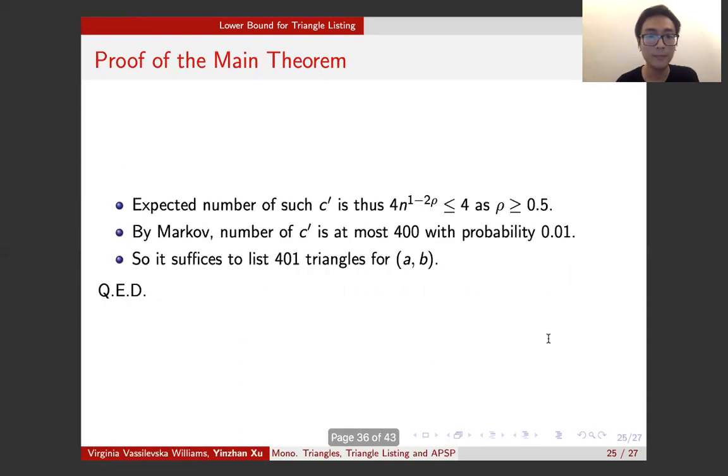Okay, so therefore, the expected number of such bad C prime is at most 4 times n to the 1 minus 2 rho, which is at most 4 as rho is at least 0.5 in our special case. So by Markov, the number of bad C prime is at most 400 with probability 0.99. So it suffices to list 401 triangles, where this extra one is for the actual zero triangle ABC.